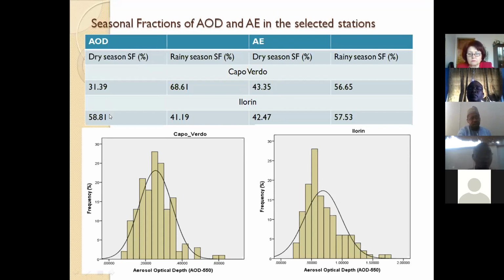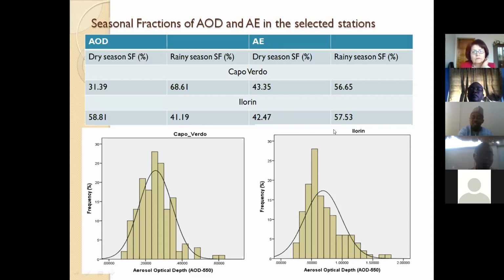In e-learning, the dry season contribution of the turbidity is 58.81, which is to be expected because there is no rain to suppress dust. During the rainy season, it is 41.19. The difference is also very small, not too large. And for the Angstrom exponent, which determines the size of the particles, we have 42.47 during the dry season.